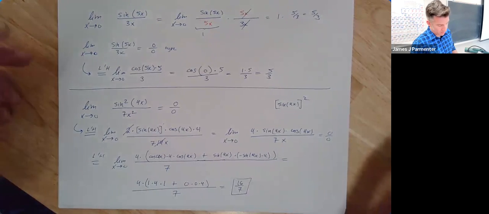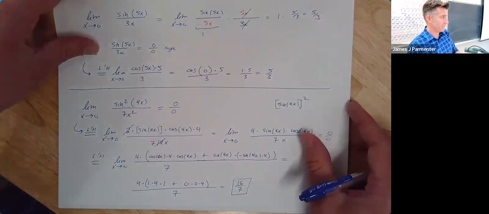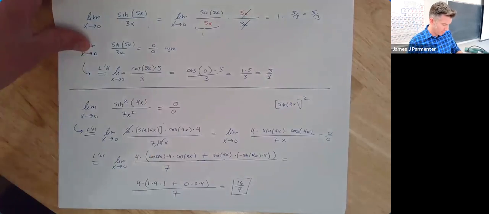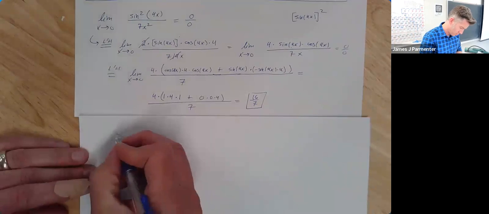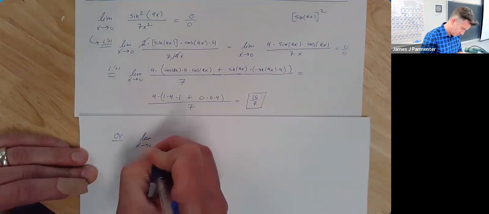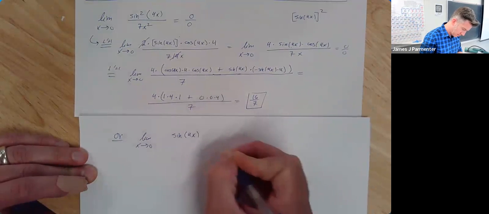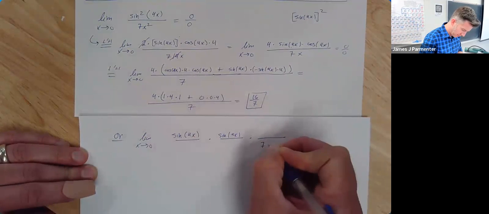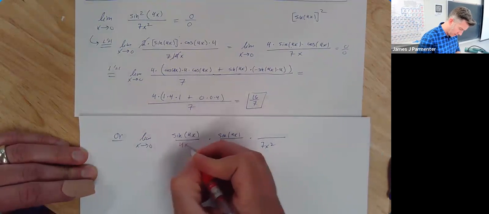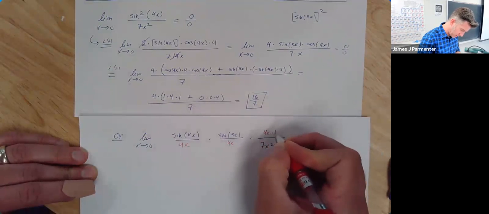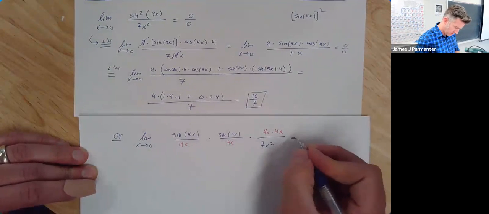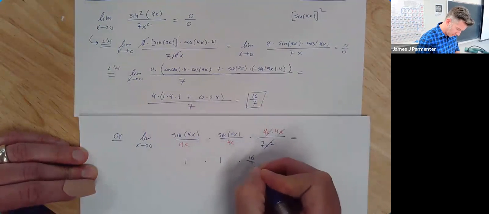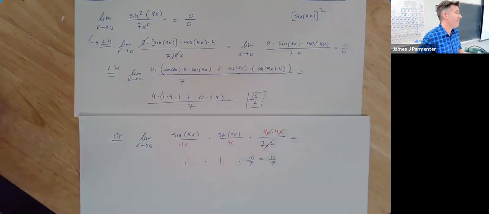But what I would have preferred my students to have done when I was asking them this question was to instead do it like we did this one up here. Break the sine squared up into sine of 4x over blank times sine of 4x over blank times blank over 7x squared, and throw in a 4x right there and a 4x right there and a 4x times 4x to balance those out. And oh, look. The limit of this is 1 times 1, the x's cancel, and you get 16 over 7, which is a lot faster.